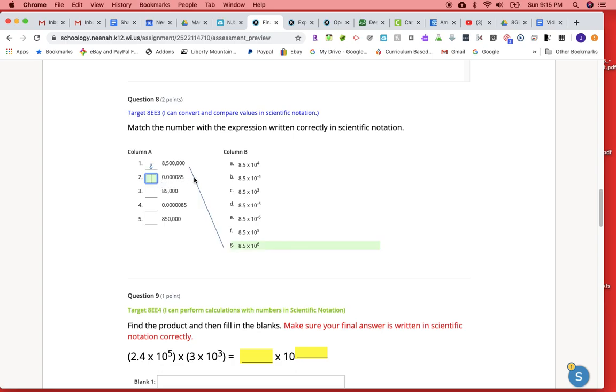Number 2, it's going to be a negative exponent, being it's a tiny number. It's going to be 8.5 again, and we're going to move it 1, 2, 3, 4, 5. So it'd be 8.5 times 10 to the negative fifth. And that'd be letter D.